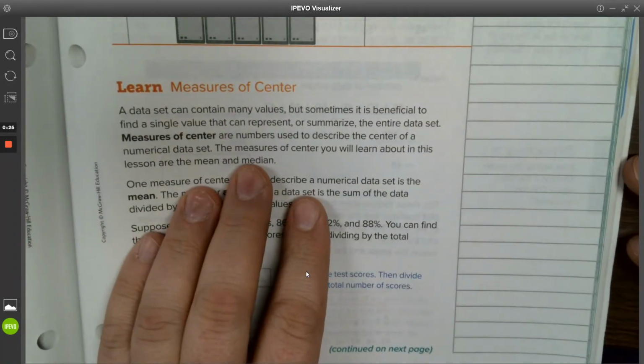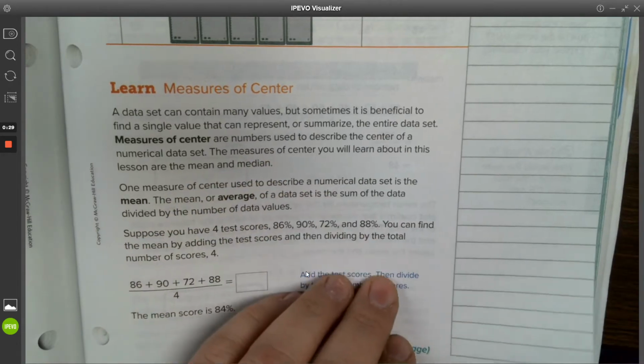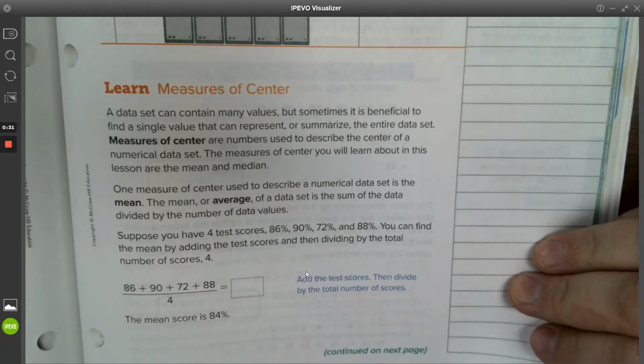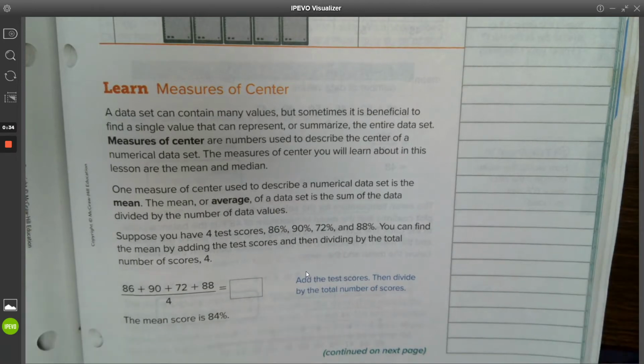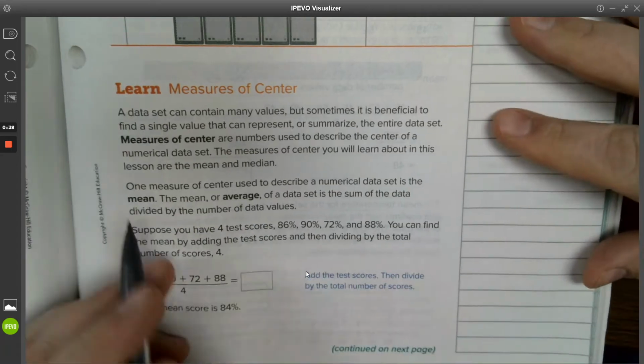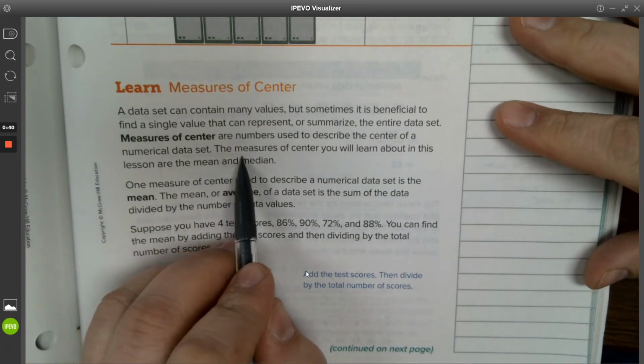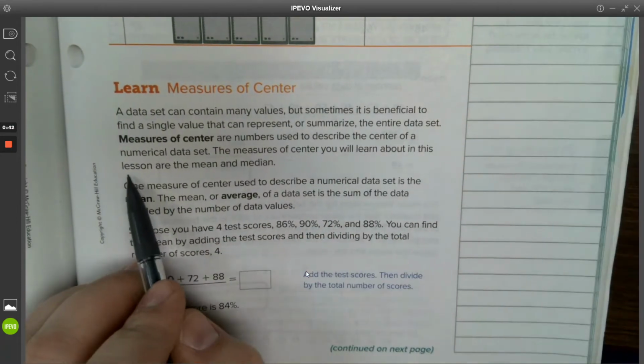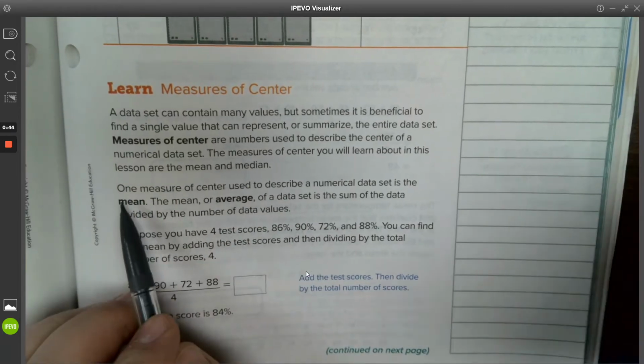So measures of center. A data set can contain many values, but sometimes it is beneficial to find a single value that can represent or summarize the entire data set. Measures of center are numbers used to describe the center of a numerical data set. Measures of center you will learn about in this lesson are the mean and median.